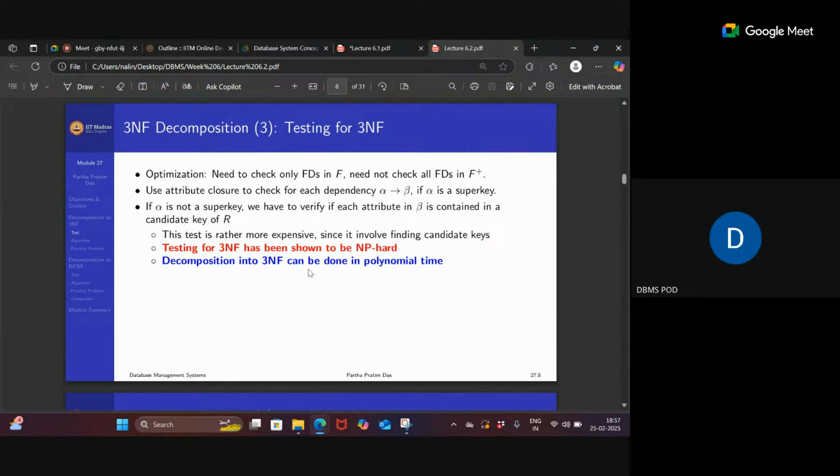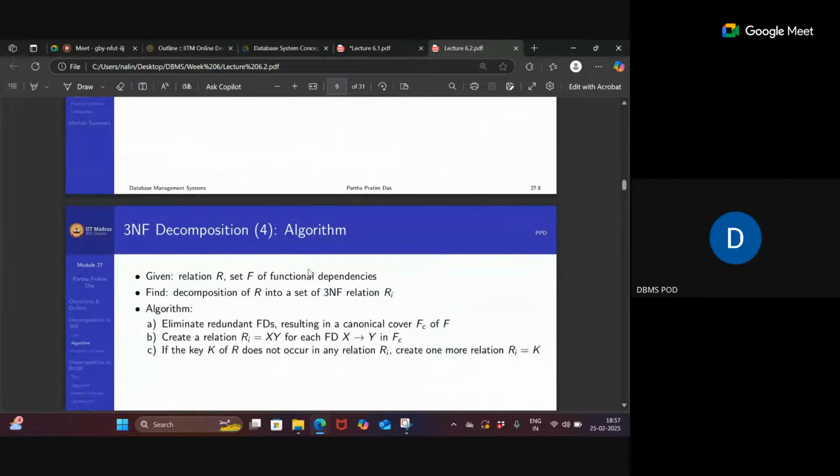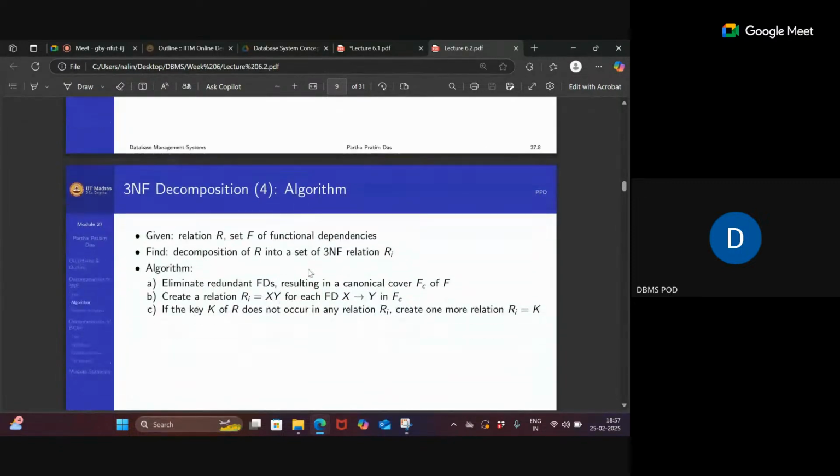We can check whether a non-prime attribute determines a non-prime attribute FD is there, or we can check X minus A. If X determines A, we can do A minus X and see whether the result is part of a candidate key. If it is not part of a candidate key, then we can say the schema is not in 3NF.